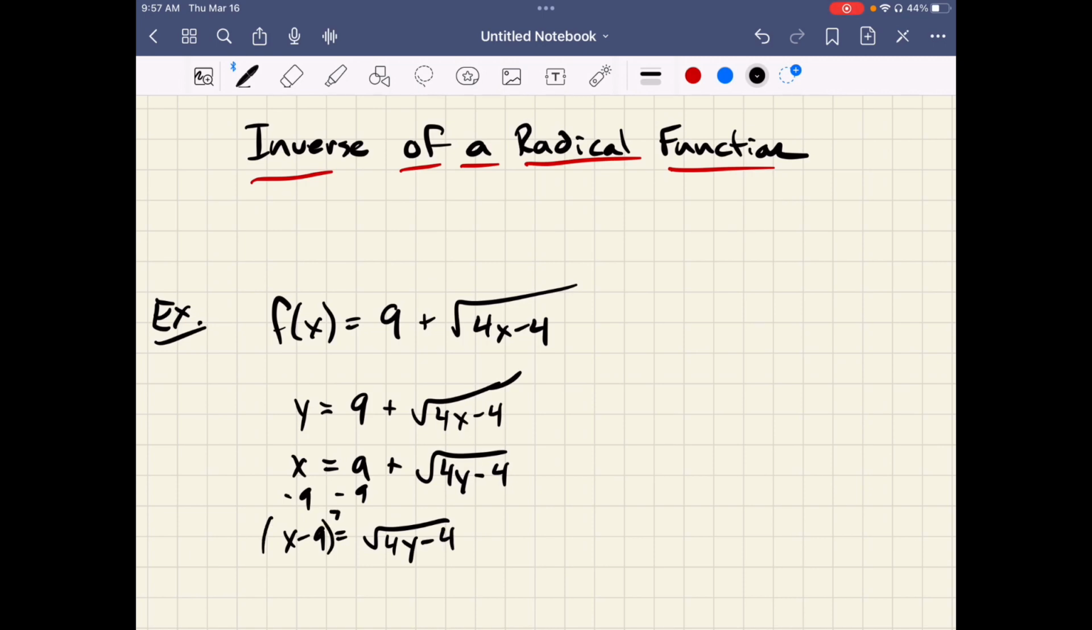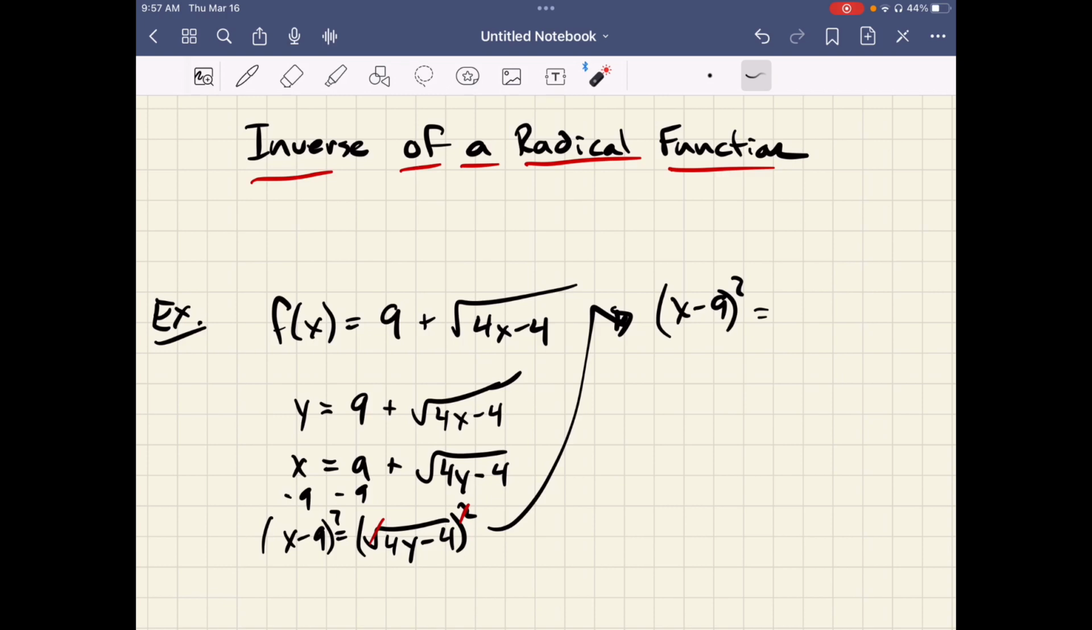Now I can square both sides. Now I'm going to do something a little different than what you might be used to doing. I'm not going to multiply that x minus 9 squared out. I'm just going to leave it. I'm going to leave it as x minus 9 squared, and I'll show you why here in a second. So now the entire left side here is underneath the square root sign, which means those just undo each other, which means I got 4y minus 4.